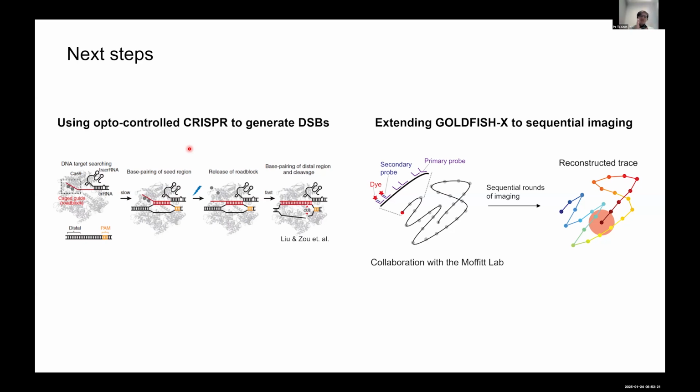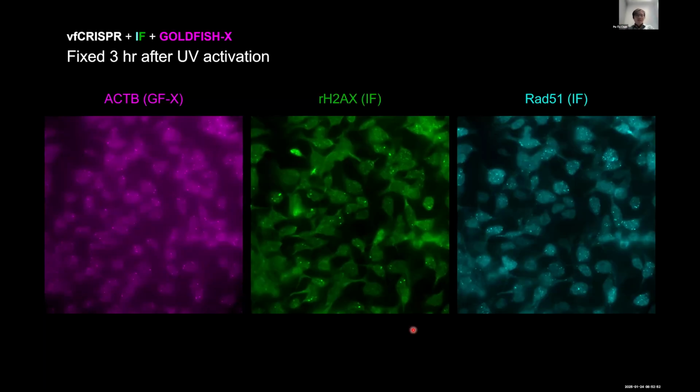So the idea is to generate a DNA double-strand break with optical control, which can synchronize a population of cells, and then we fix the cells at different time points and perform DNA FISH imaging and protein imaging at the same time. Another thing that we want to do is extend this DNA FISH protocol to sequential imaging so that we can map out the fine structure of chromatin around the DNA break site. In fact, we already have some preliminary results.